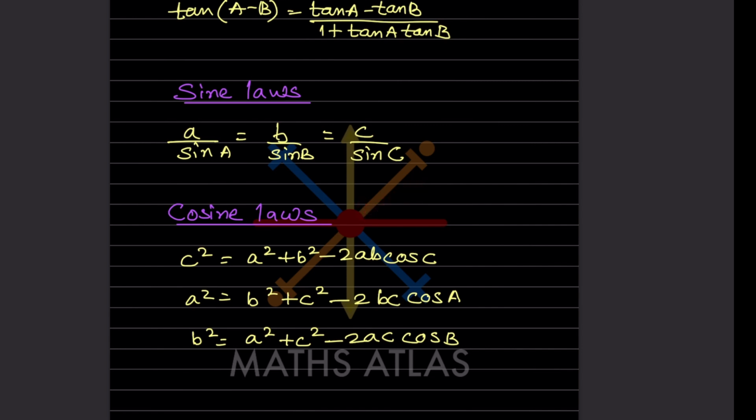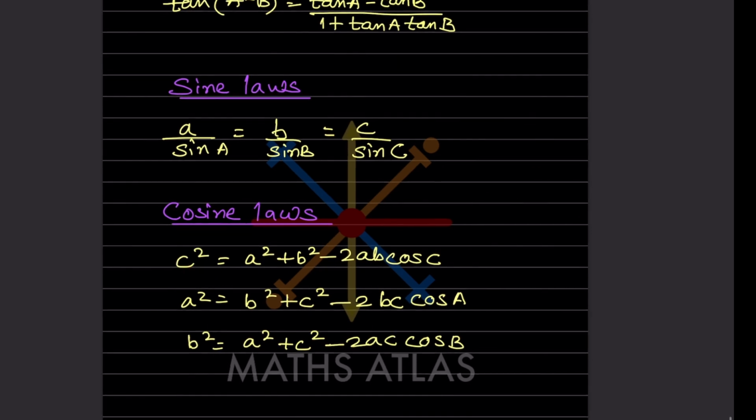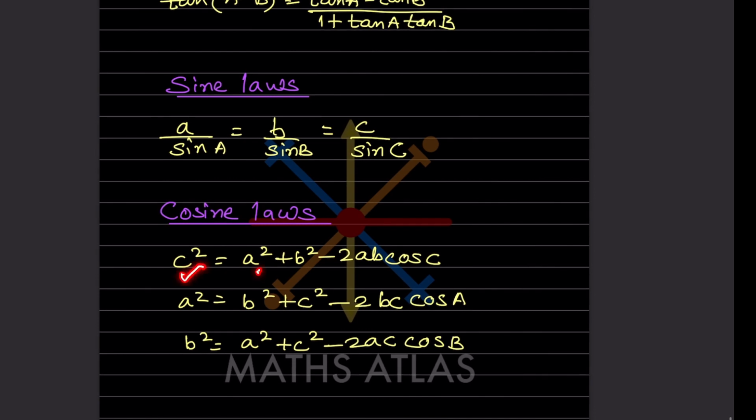Now look at the cosine laws. This is for whenever we have c square. We are just going to see a, b, c first. So how to remember these formulas? C square. So what is remaining? A and B. So here also a and b. And now cos C. This will be cos C. See, this is one of the techniques to remember.